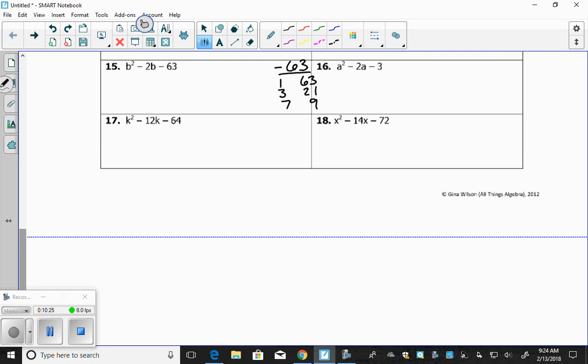Alright. So I have to multiply to be a negative. So that means my numbers are same sign or opposite?